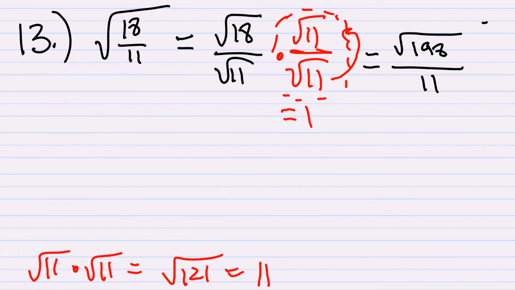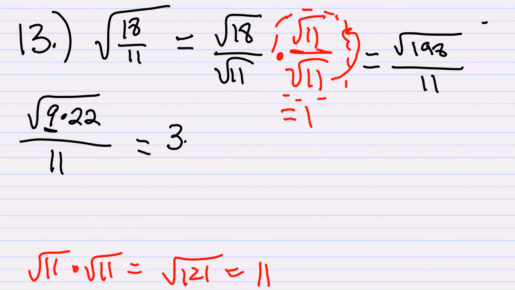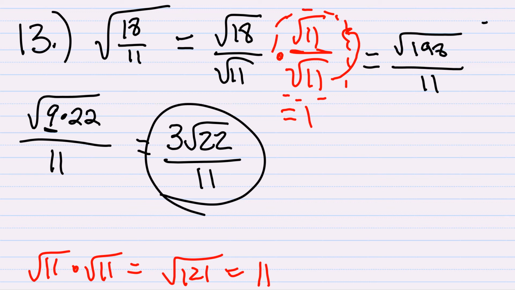So if you're not sure what to do, you just list all your perfect squares and you start dividing. I'm going to tell you 9 goes into 198. So I can rewrite 198 as 9 times 22 all over 11. Now 9's perfect, so he gets to leave jail. 22 isn't, so it becomes 3 square root of 22 all over 11. And that's your most simple answer.